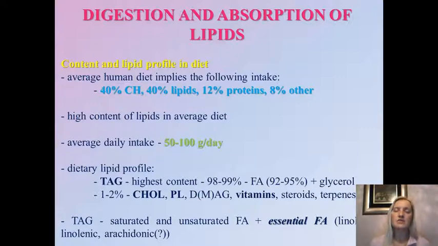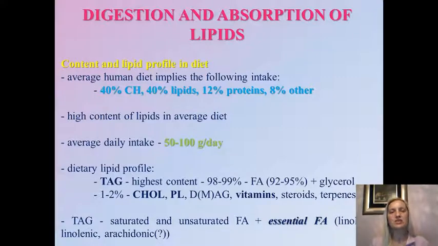Significant amounts of lipids are taken into our organism through diet. So let's talk about the content and lipid profile in a diet. There is data available in your recommended literature and textbooks where it's stated that the average human diet implies the following intake of approximately 40% of carbs and 40% of lipids, 12% of proteins, and 8% of other constituents.